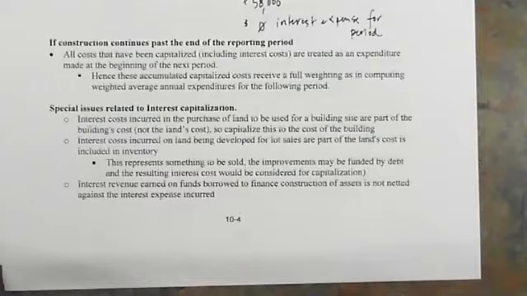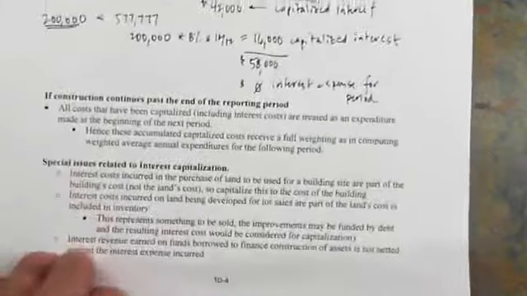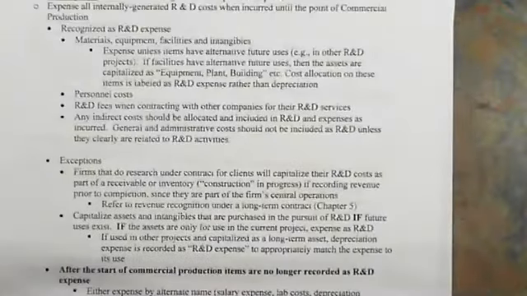Interest revenue earned on funds borrowed to finance the construction of assets is not netted against interest expense incurred. So if we borrow some money, we have surplus money left over, we invest it in certain investments that will earn interest revenue, we don't get to net those. Just little caveats about it.